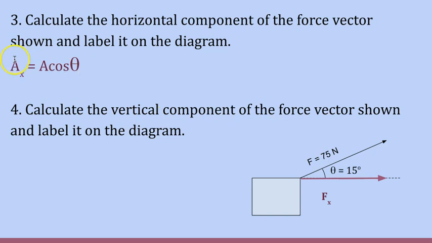So for question 3, you're looking for the horizontal component, so you'll still be using Ax equals A cosine theta. The only thing is that when you label your horizontal vector, you're going to label Fx for the horizontal component of the force. And then for question 4, we're looking for the vertical component. So we're going to use Ay equals A sine theta. And then again, when you're labeling that, you'll label that Fy instead of labeling it Vy, because now it's a force and not a velocity.